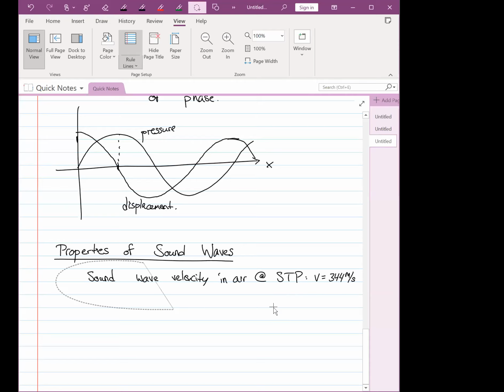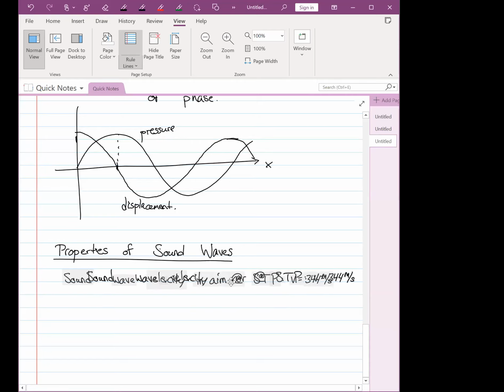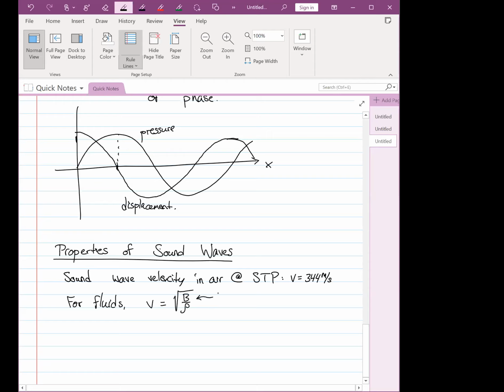But just like everything else, just like in a rope or a string, the wave speed depends on the medium. So for fluids, and gases are included in this description of fluids, the speed of sound is the square root of B divided by rho. Now B is something called the bulk modulus. It basically says how sticky the material is to itself, and it kind of behaves like tension. And rho is the density of the medium, just like linear mass density.